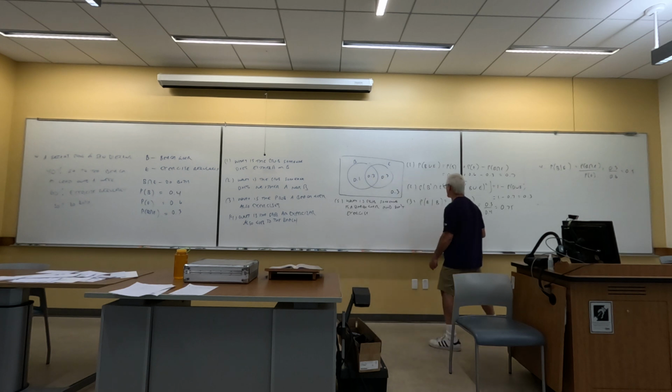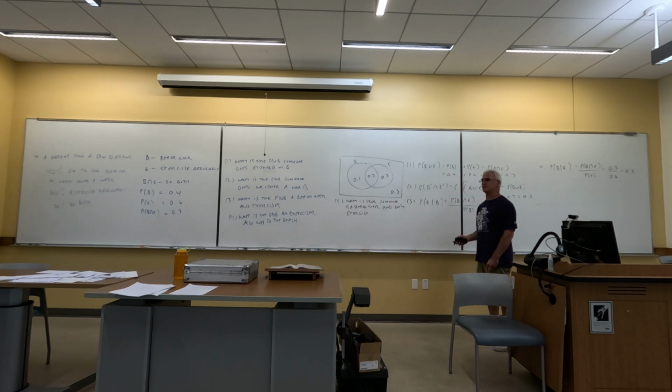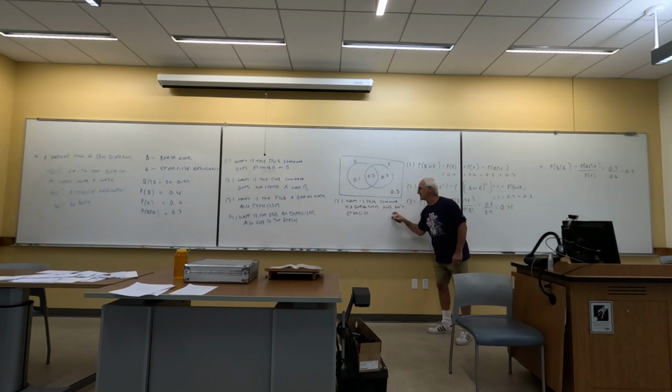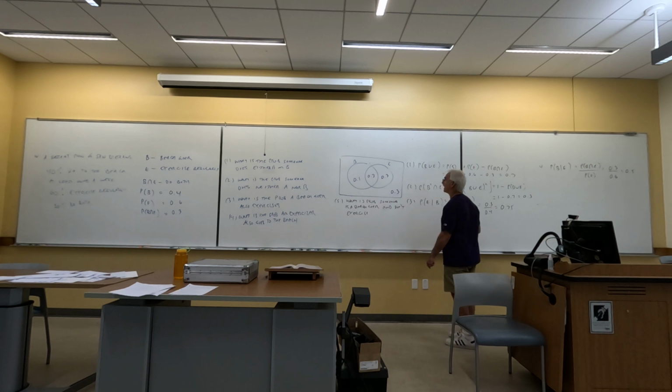Okay. Is this a conditional probability or is this an intersection? Intersection. This is an intersection. How do you know? Because I'm putting two things at the same time. I'm saying, what's the probability of this and this?